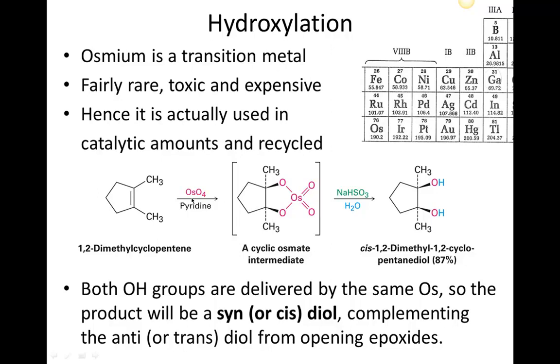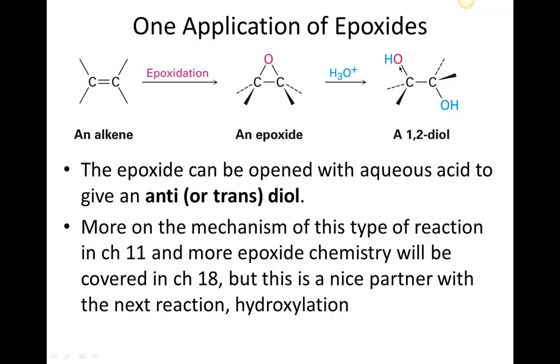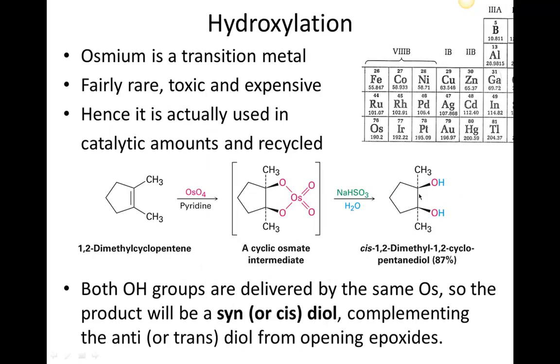And this osmium is going to deliver the two oxygens and make this bond on the same side. So both of the oxygens are coming on the same side. And then when we oxidize this part off, we're going to reduce this guy off with this sodium bisulfite in aqueous solution in this example. The two OHs are going to be left on the same side. Now that partners back with this guy where the two OHs were on opposite sides. So this guy is going to be a syn-diol or cis-diol. So it complements that other reaction.